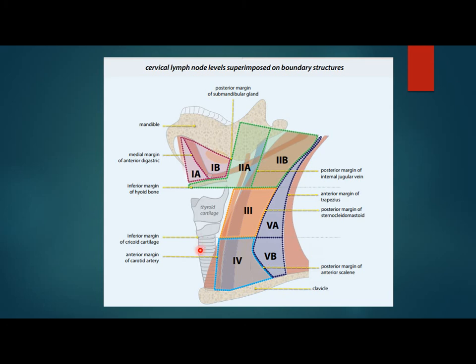Also, we have another level called anterior tracheal. That's level 6, the anterior tracheal, located below the hyoid, below the cricoid, to the upper portion of the manubrium sterni. Another one, level 7, which is the last one, is called the superior mediastinal level, and this is from the upper part of the manubrium sterni to the brachiocephalic vein.